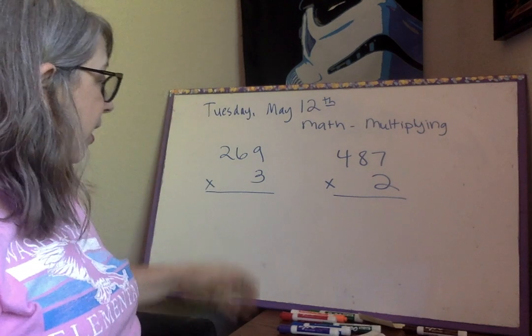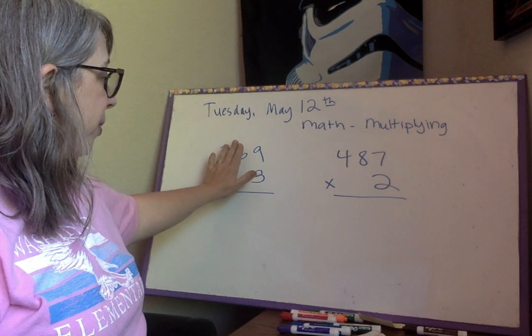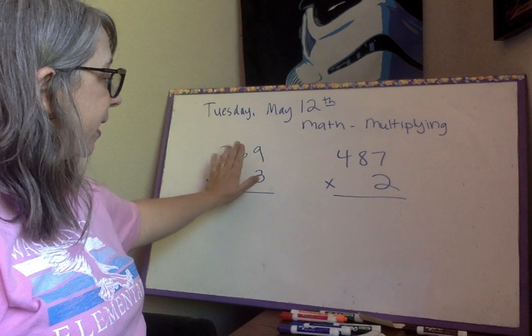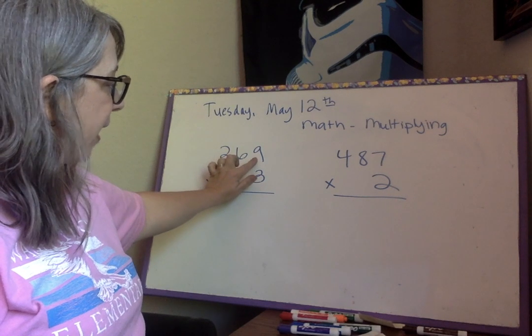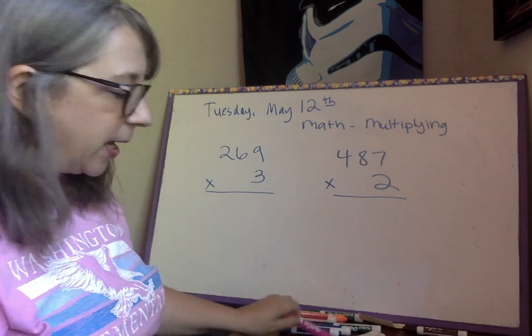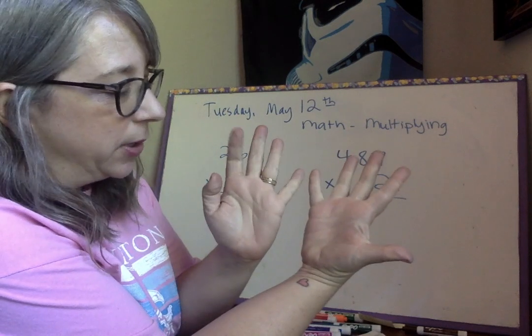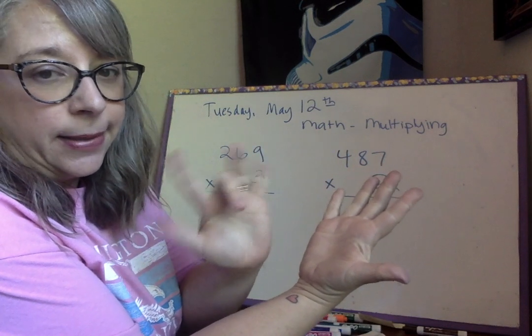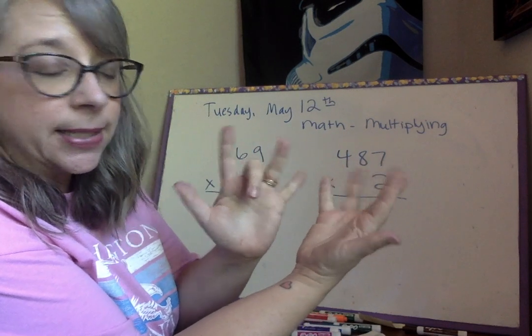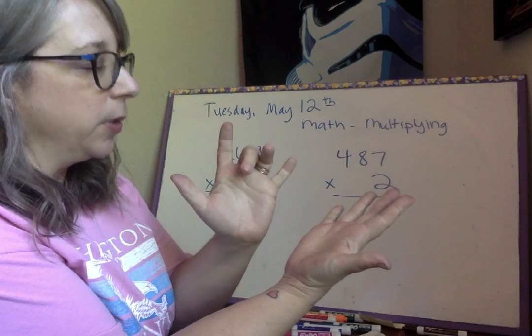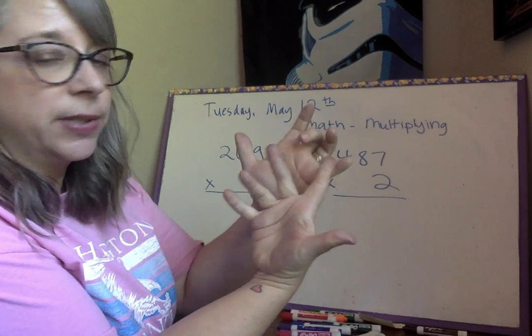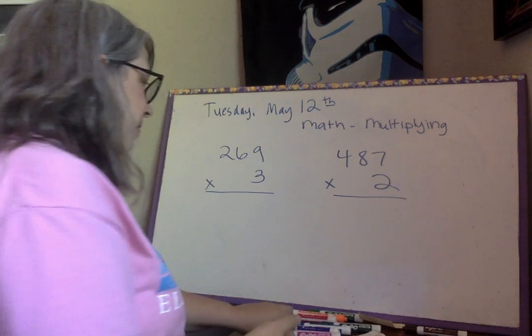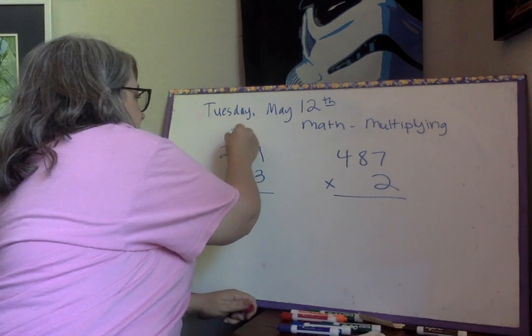So let's get started. Remember, whenever we're multiplying, we start with the ones place. We're going to multiply 3 times 9. So 3 times 9, you can do your little trick. 1, 2, 3. This side is the tens, and this side is the ones. So 10, 20, 21, 22, 23, 24, 25, 26, 27. So 9 times 3 is 27.